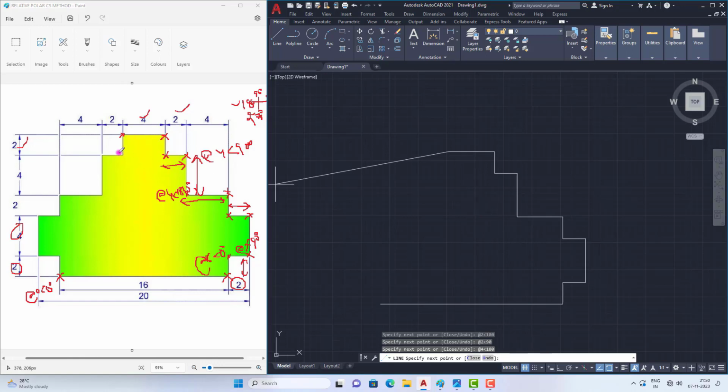And now I need to move here. From here I need to move a distance of 2. So the coordinate value is @2<270 degree.